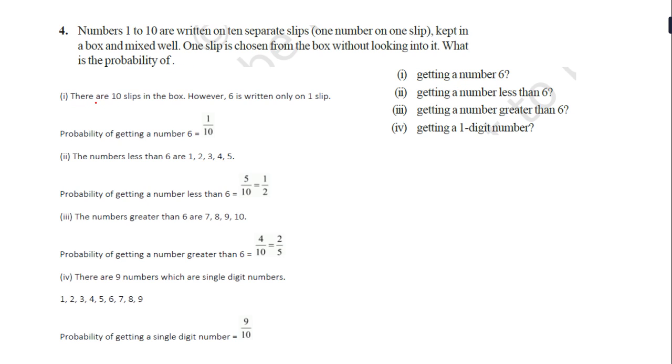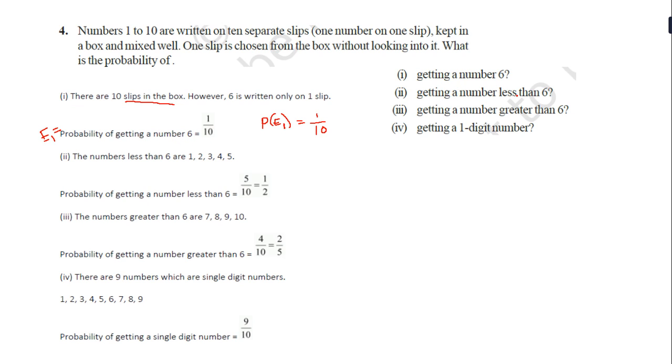So again there are 10 slips in the box. However, 6 is written only on one slip. The question is getting a number 6. So what will be the chances of getting 6? Only 1. So the probability of getting 6 is 1. So we have to write P(E1) is equal to 1 upon 10. E1 is an event, the probability of getting number 6.